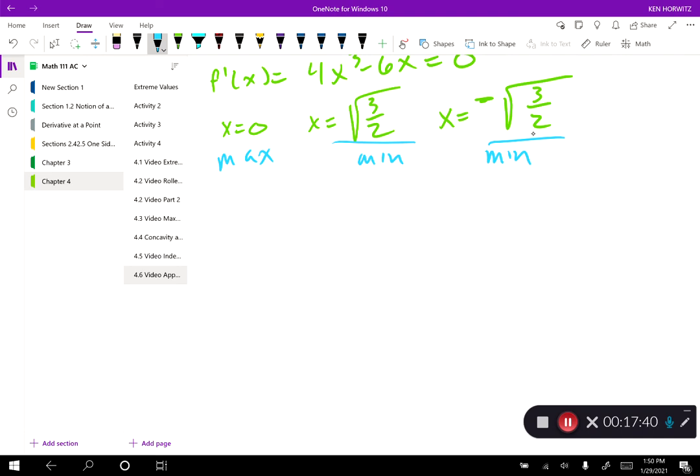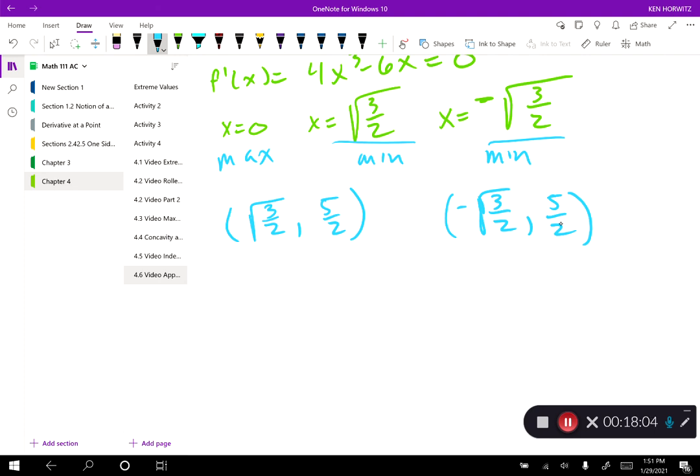All right, so I got as points the square root of 3/2, comma 5/2, and I got negative square root 3/2, comma 5/2.